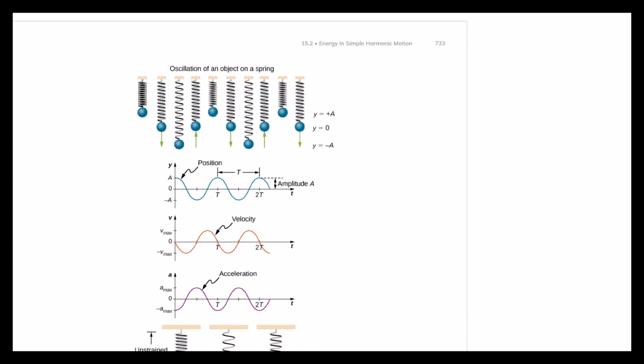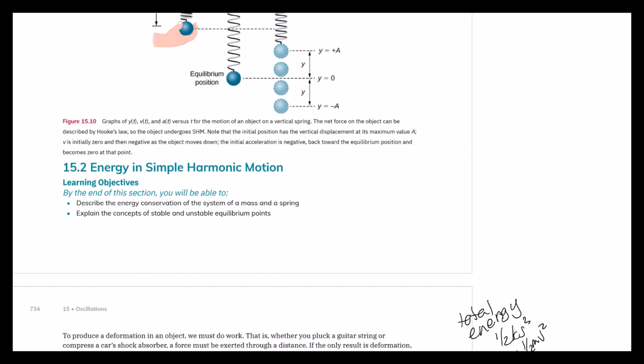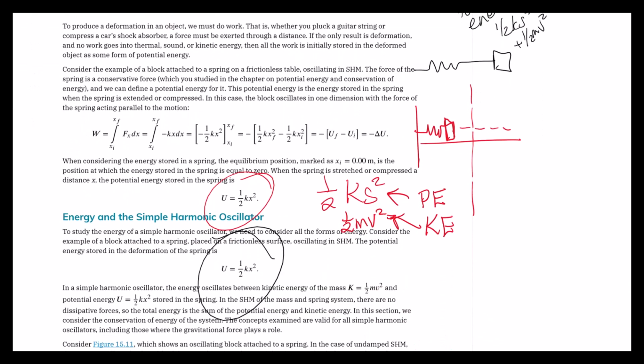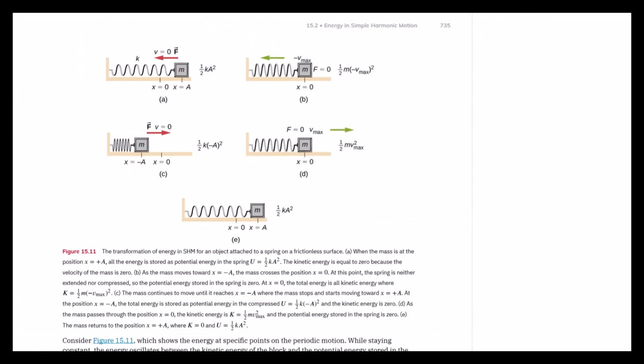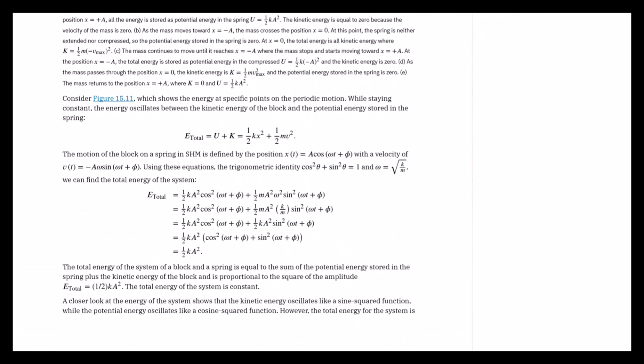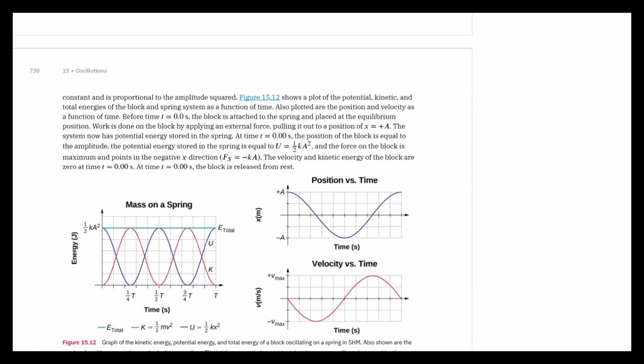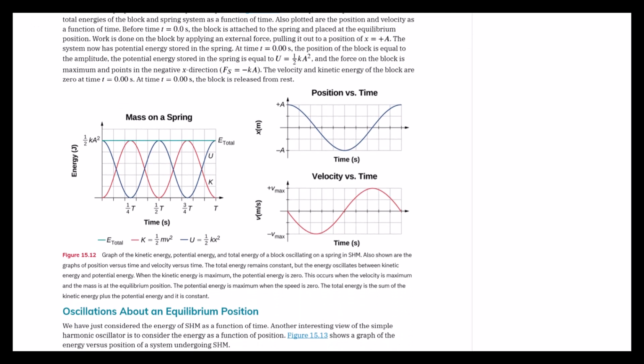So anyway, this is kind of super cool and really kind of fun, and a neat idea is that the total energy, there we go, is just 1/2 k times A squared. So that's pretty neat. So the total energy on the spring is just going to be right about there.